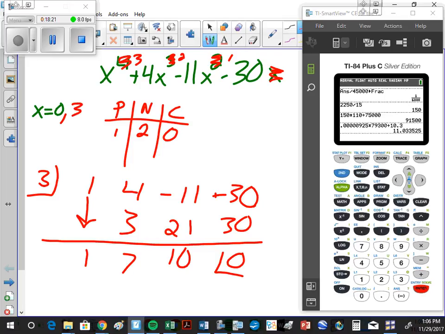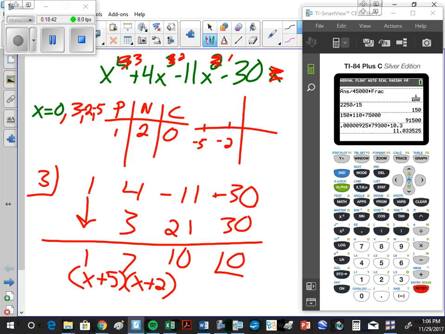What about the other two? Just factor it. X plus 5 and x plus 2. So that would be 2 and 5. Oh, negative 2 and negative 5. Thank you. So negative 5, negative 2, 0, and 3. And this is an x to the fourth graph that's positive. So start up. We don't have any bounces. It would look something like that. Okay.